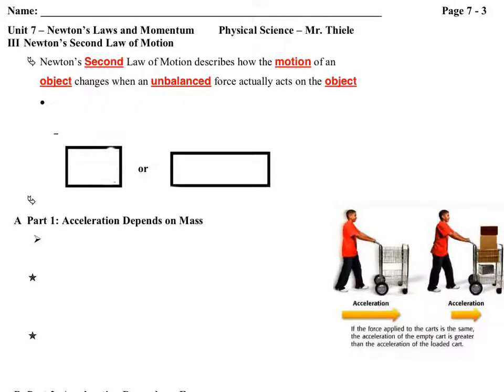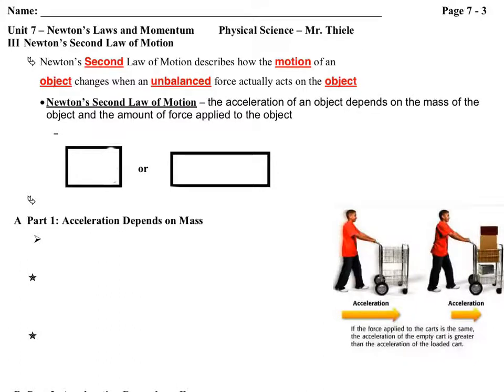What states that the acceleration of an object depends on the mass of the object and the amount of force applied to the object? The answer is Newton's second law of motion. And when you read that, I recognize that it seems kind of complicated. There's some big words in there and a little confusing, but this law is actually by far the most common sense law of all of the three laws of motion, and we'll get into how that is.